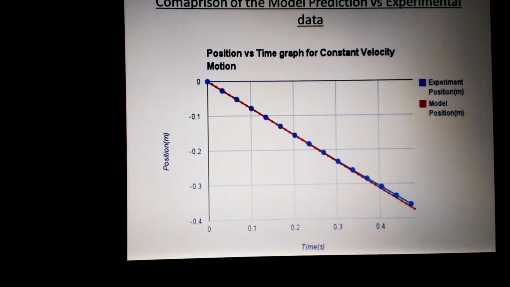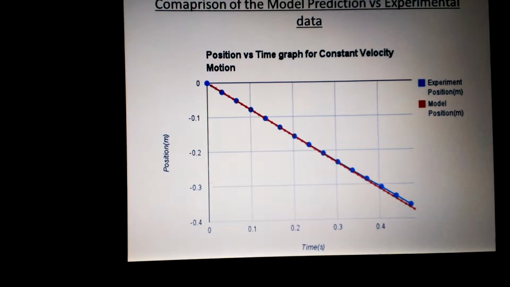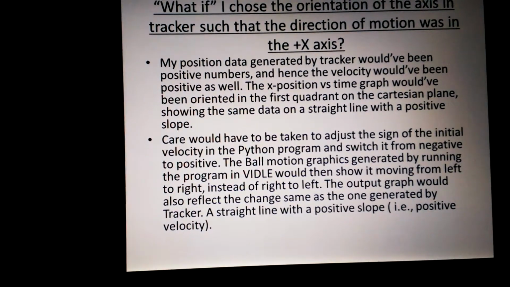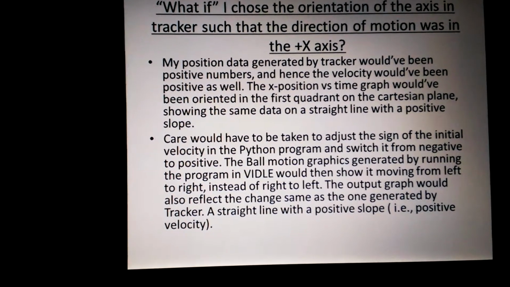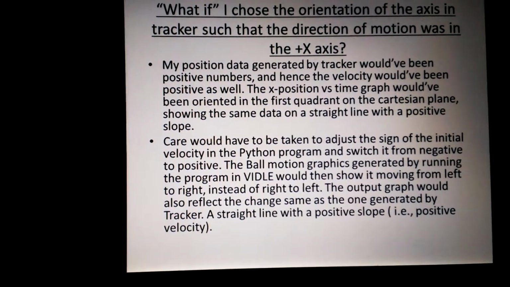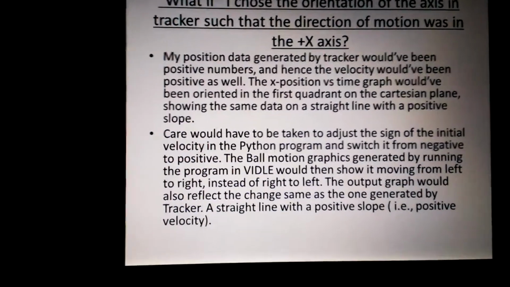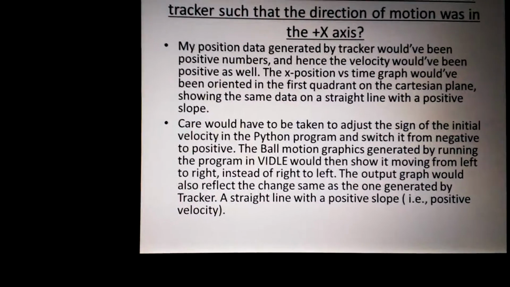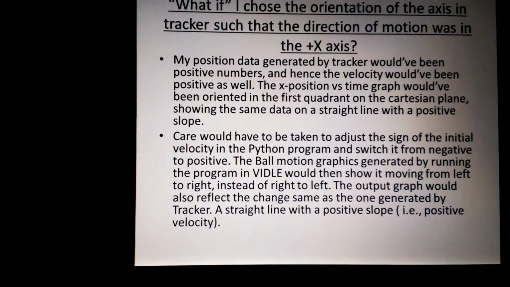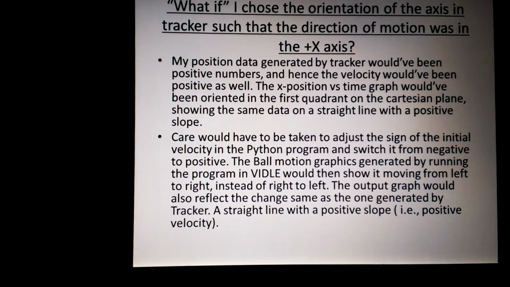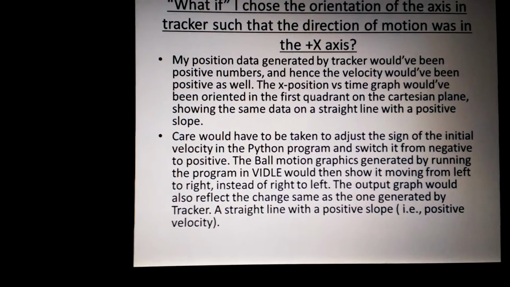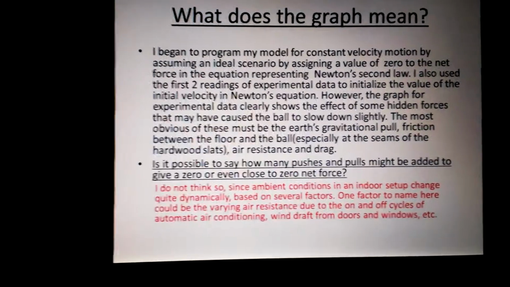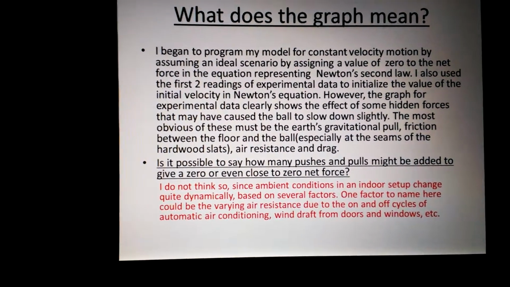What if I chose the orientation of the axis in Tracker so that the direction of motion was in the positive x-axis? The data generated by Tracker would have been positive numbers, and hence the velocity would have simply been positive. The x position versus time graph would have been in the first quadrant, showing the same data on a straight line with a positive slope. I would have changed the initial velocity to the same magnitude but positive value in Python.